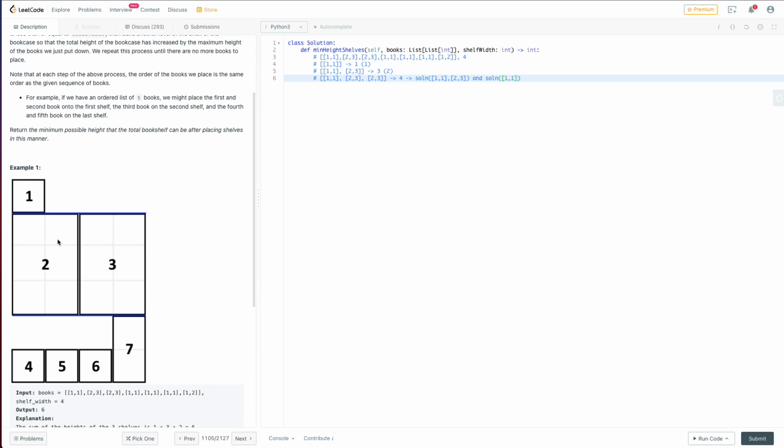Suppose 2 was a height of 4, then this will be 4 plus 1 is 5. But what's the mathematical relation? That's what I don't understand at all.